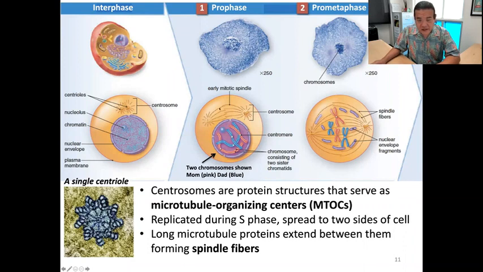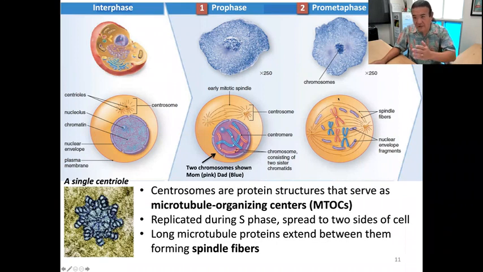You also see the start of forming this mitotic spindle. So up here in this image, this is a cool image, right? You can see the mitotic spindle fibers beginning to form, right? And inside the nucleus, you can see the chromosomes are really beginning to condense.